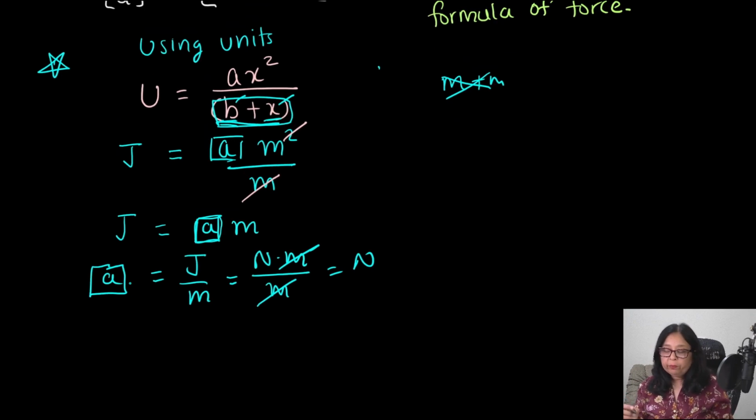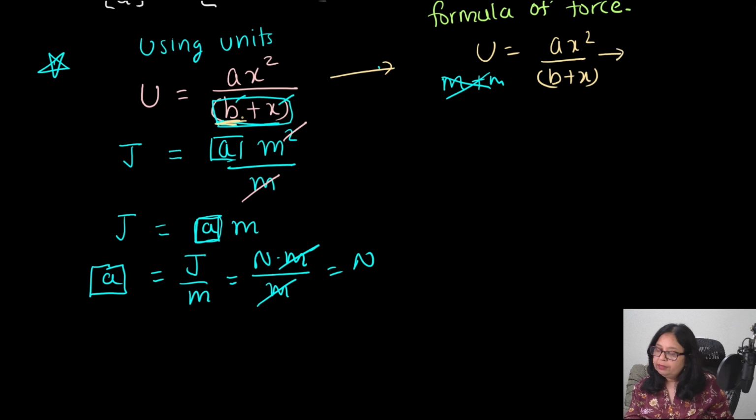Right away, when you see that B is being added to X, you know that whatever the dimensions of B are, those are the dimensions of X. Okay? Then, if you didn't want to do even that much, you could have said, okay, so here U equals AX squared divided by B plus X.